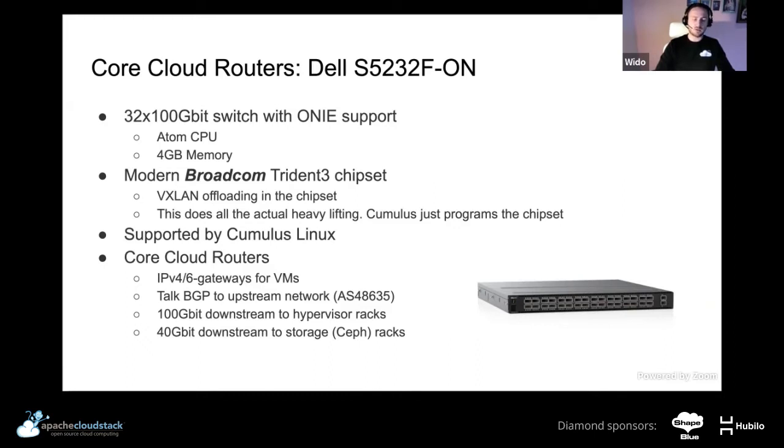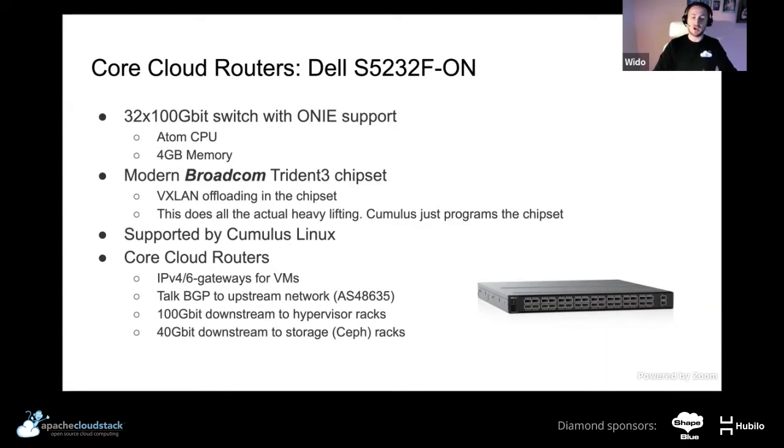ONIE is the Open Network Install Environment where you can install your own custom operating system on these switches. You can even install Debian or Ubuntu or CentOS if you like, but the main thing is that you need to talk to the Broadcom chipset, and that's why we use Cumulus Linux. That's a Debian-based environment. I'll get to Cumulus in a moment, but it supports and programs the chipset for us. And we call these our cloud core routers. They are the IPv4 and IPv6 gateways for the VMs.